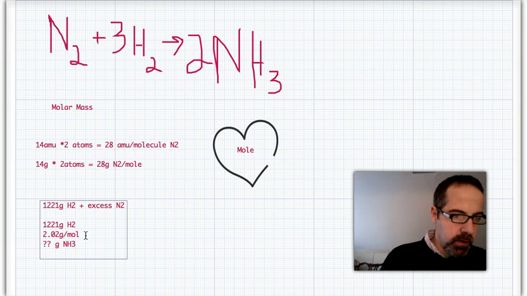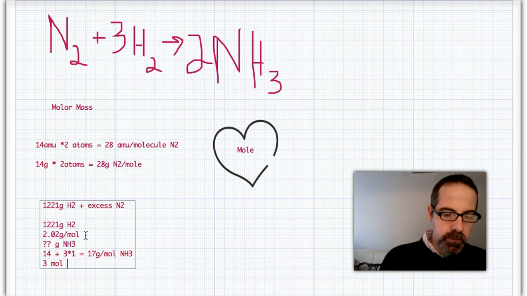But we do have one known. We know the molar mass of ammonia because we take 14 grams per mole for nitrogen plus 3 times 1 gram per mole for hydrogen, which equals 17 grams per mole for ammonia. All right. We also know the molar ratio of hydrogen gas to ammonia. So we know that for every 3 moles of hydrogen, we get 2 moles of ammonia. All right, so now we can proceed.